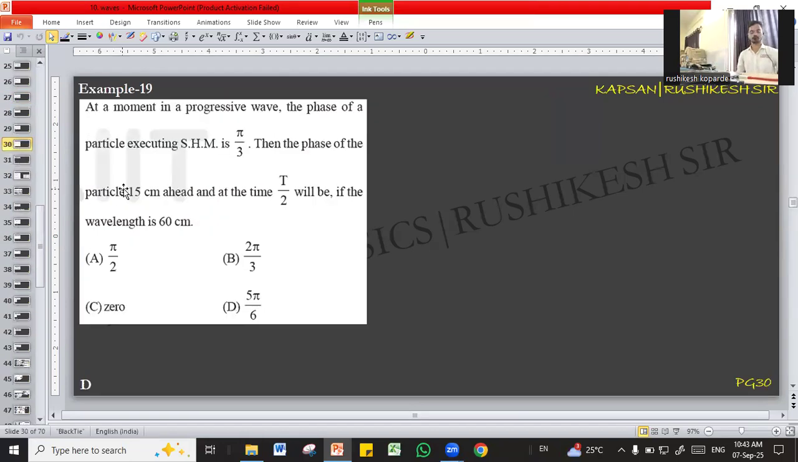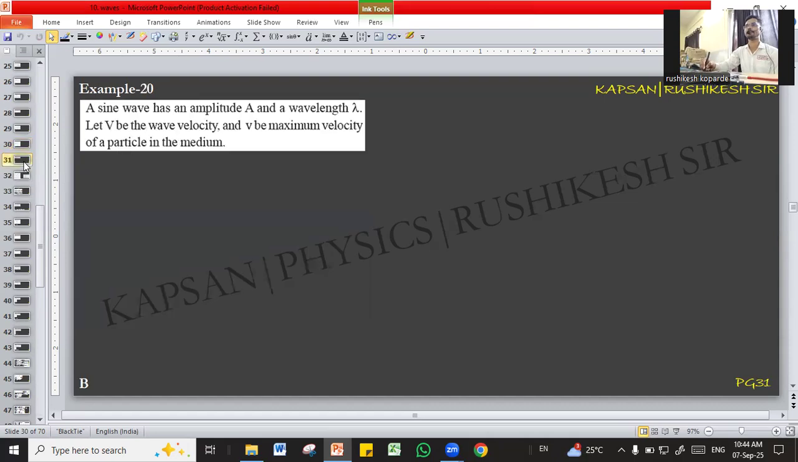Okay, so in this example, we learned that if you move ahead in the distance, phase will decrease. But if you move ahead in the time, phase will actually increase. So two phase differences are to be added to get the total phase difference, right? Delta phi 1 and delta phi 2. We actually had to add. Solve this.